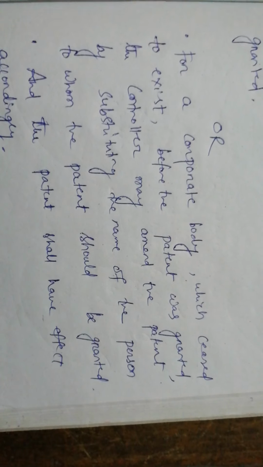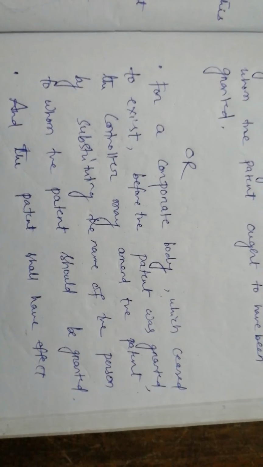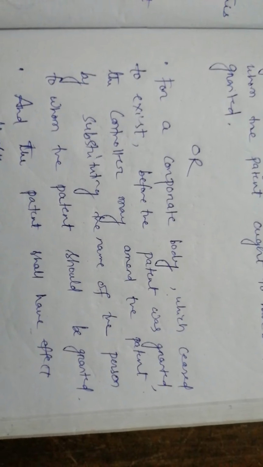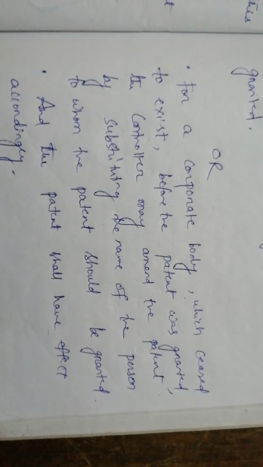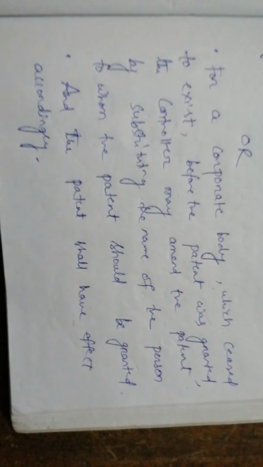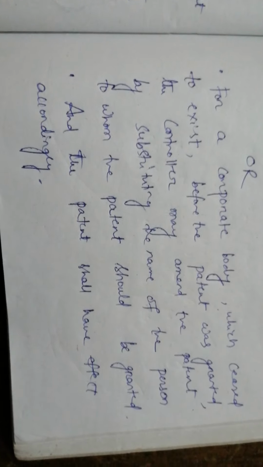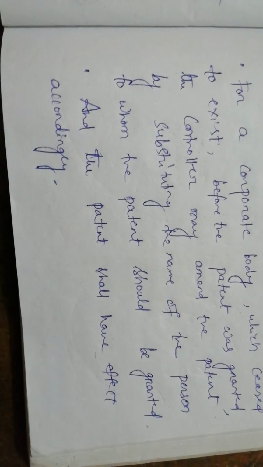Okay. Or, the condition is "or". That was for an individual, and this is for a corporate body. So, for a corporate body which ceased to exist before the patent was granted. That means it was existing when the application was filed, but before the patent was granted, it ceased to exist. Now, what does the controller do? The controller may amend the patent by substituting the name of the person to whom the patent should be granted. In the same way as for the case of an individual. Okay. And now the normal condition is restored, and the patent shall take effect accordingly.